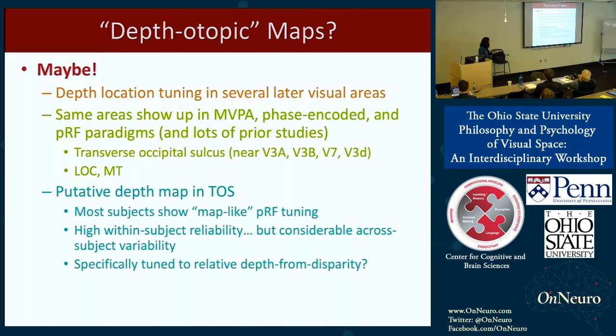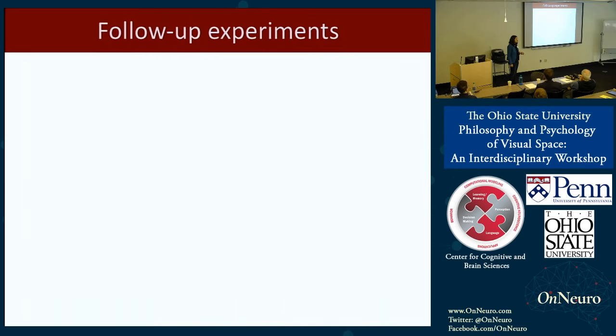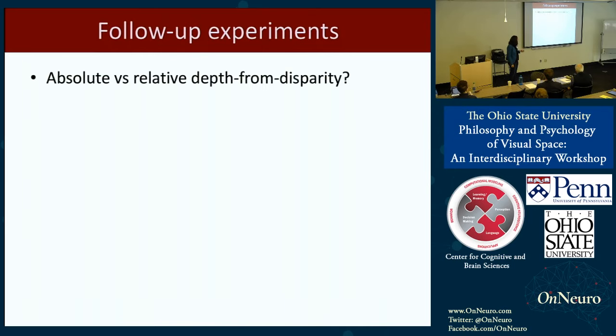The next thing I want to show you, which I alluded to before, is that we are using only depth from disparity and this relative setup where we have them fixate at the center and passively view these depths. So we've done a few follow-up studies. I'll just briefly summarize what we did. Some of the questions we've been asking are: are these maps sensitive to absolute versus relative disparity?